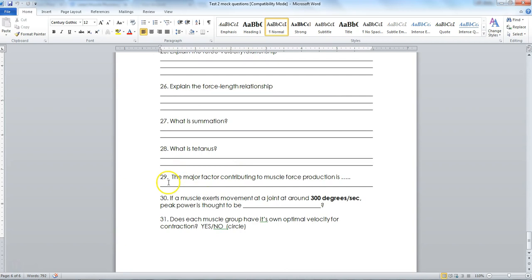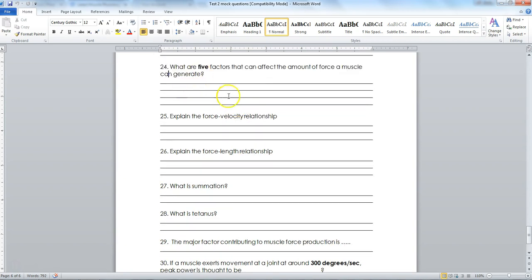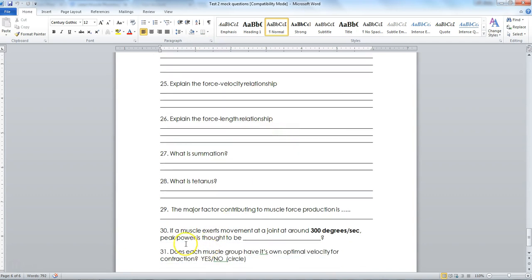We'll go down to 29. The major factor contributing to muscle force production, the major one out of these 5, what's the most important? It is the number of motor units recruited. That is by far and away the most important factor.